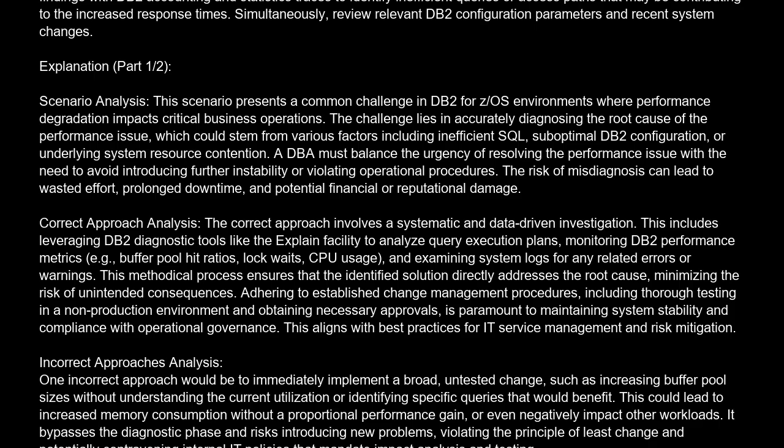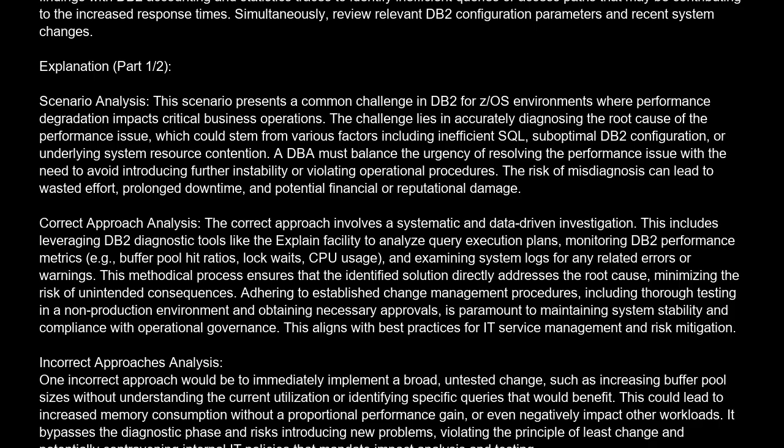Correct approach analysis. The correct approach involves a systematic and data-driven investigation. This includes leveraging DB2 diagnostic tools like the Explain Facility to analyze query execution plans, monitoring DB2 performance metrics, e.g. buffer pool hit ratios, lock waits, CPU usage, and examining system logs for any related errors or warnings. This methodical process ensures that the identified solution directly addresses the root cause, minimizing the risk of unintended consequences.